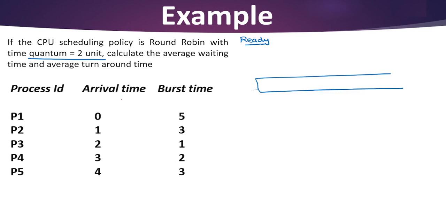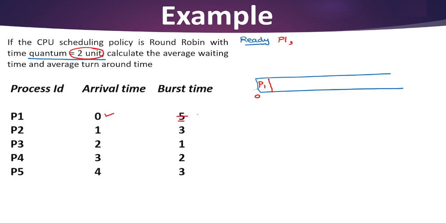First you can start from arrival time, that is 0. At point 0, process P1 is arriving. So in the ready queue, first of all, we have added process P1. Process P1 wants CPU for 5 units. But according to the question, we can only allot any process to the CPU for just 2 units.